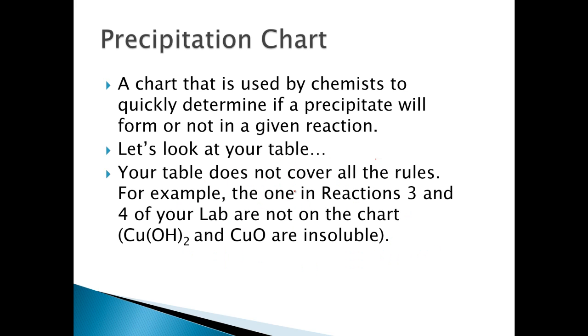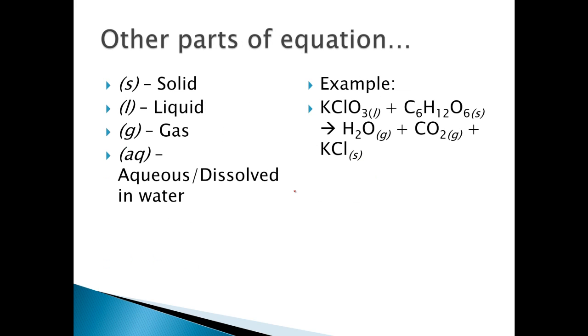So let's look at the table. Your table, which is in the packet that I gave you, that hopefully you have, with the periodic table and a whole bunch of other things in it, has what's called a precipitate chart. It does not cover all the rules. For example, reaction 3 of your copper cycle lab is not on your chart. But copper hydroxide and copper oxide are both insoluble, so that's why you start to see the black precipitate settle out.